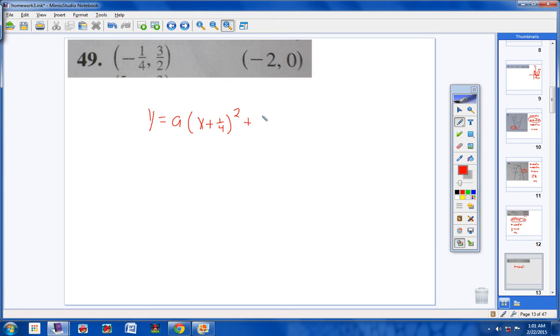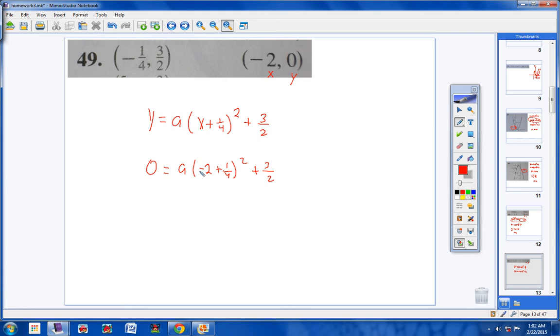Now we're going to add 3/2 right here. You don't change the sign, okay? Now let's go ahead and find out what a equals. We took our vertex and we substituted in. Now we're going to put negative 2 in for x and 0 in for y. So 0 for y, and for x I'm going to put negative 2. Negative 2 plus 1/4. That'll be interesting. Plus 3/2. Okay, now let's see what happens here.